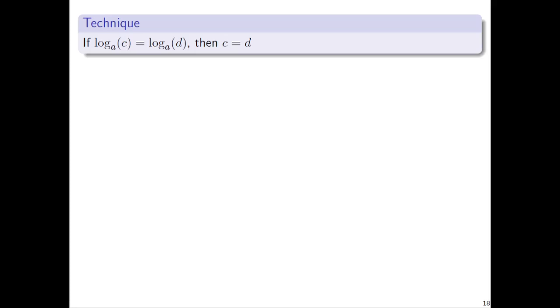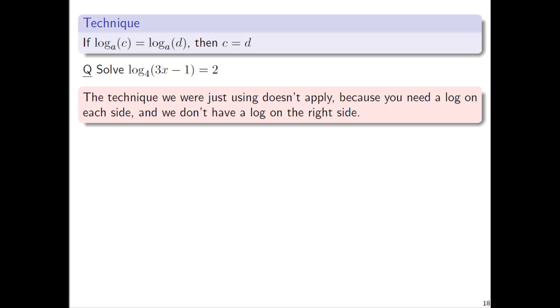Okay, so we had just been speaking in the last part about this technique. If you have a single log on each side of the equation of the same base, you get to set the inputs equal. Now, what about solve log base 4 of 3x minus 1 equals 2? Now what? We can't use the technique that we just were using. It doesn't apply because you need a log on each side of the same base, and notice the right side just says 2. We don't even have a log on the right side. So we can't use the technique above on this problem.